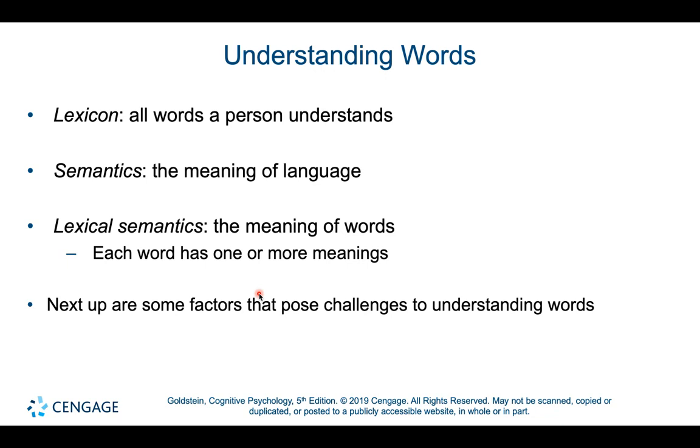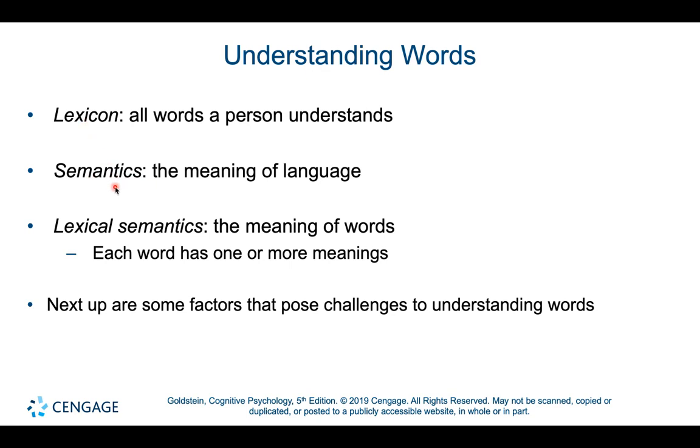So we're going to start at the bottom part of this hierarchy of psycholinguistics and understanding language. We're going to begin with how we understand words. So we have a few definitions that we need to get out of the way. A lexicon is all the words a person can understand. So all the words that a person understands is called their lexicon.